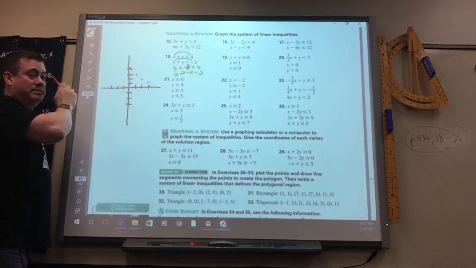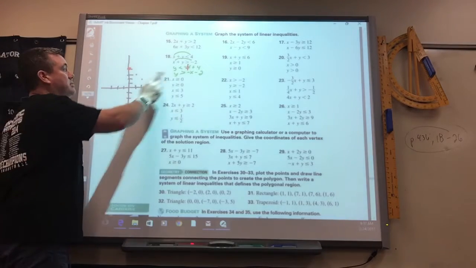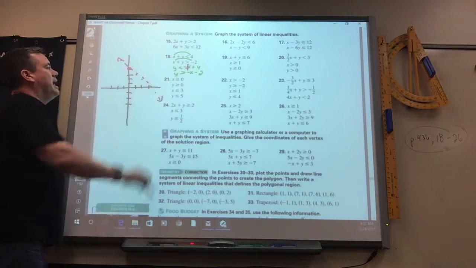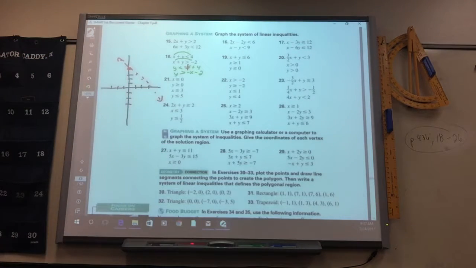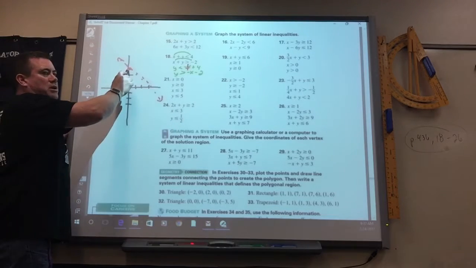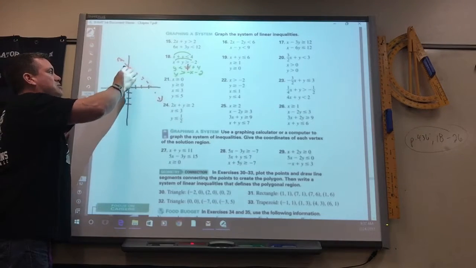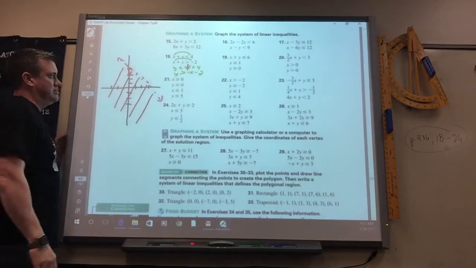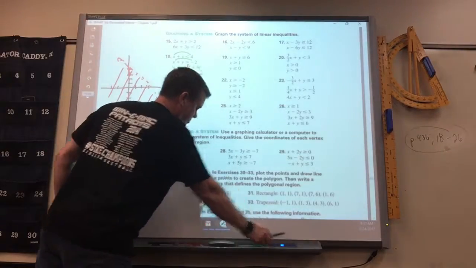Solid or dotted? Dotted. And then you got to shade. Y is less than. So if you go to where it crosses the y-axis, less than is down, so you shade less than.